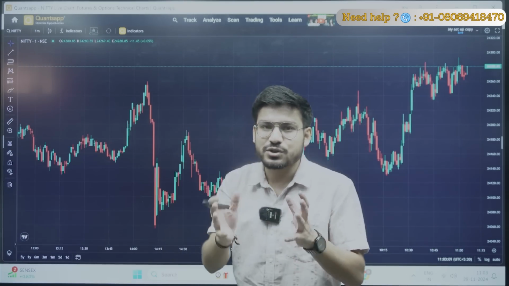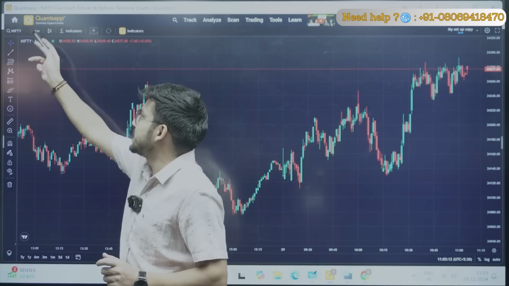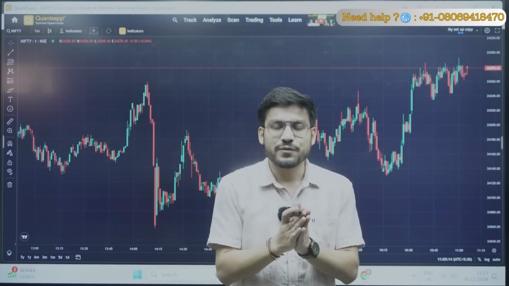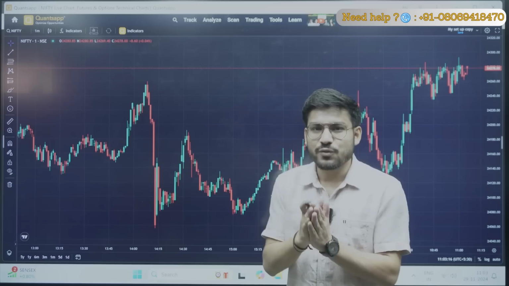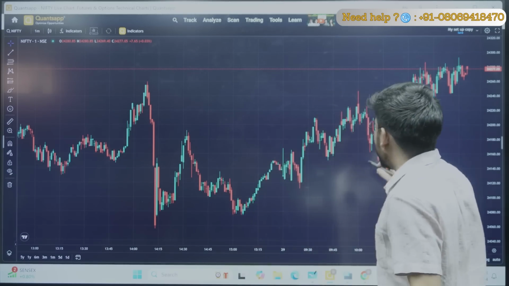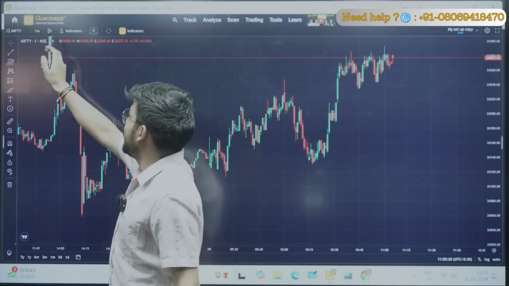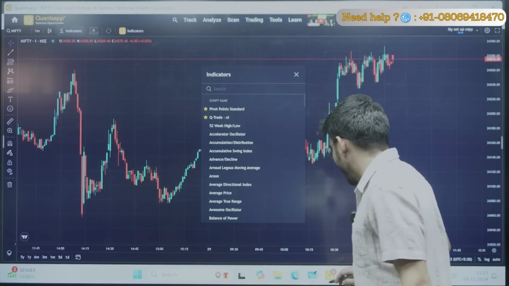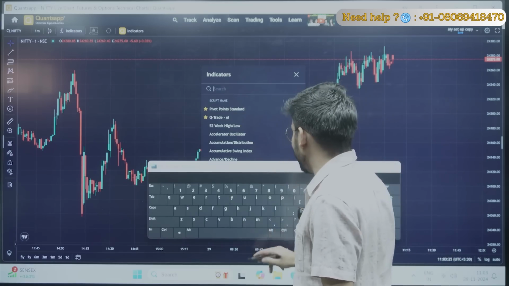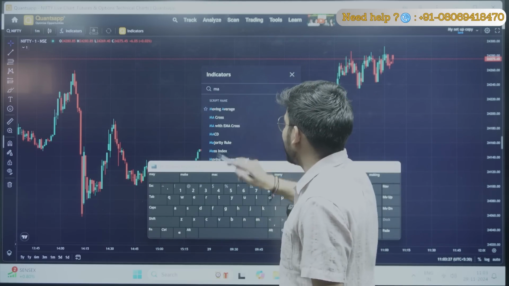We will take an example of stocks as well, and the time frame that I'm using is 1 minute, because it is a scalping strategy where we are using the 1 minute time frame. Now the first thing that I will be applying from the indicators is the moving average, as I have told you. So we will be typing here MA, so that is moving average.